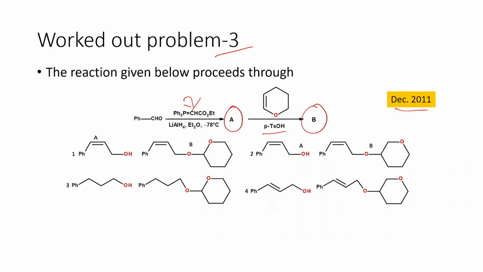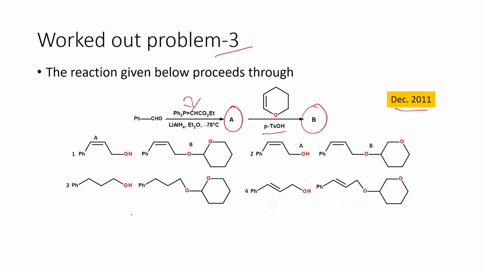If we look very carefully, the reaction of benzaldehyde with the Wittig reagent will give an alpha beta unsaturated ester. That is step number 1. In step number 2, that alpha beta unsaturated ester is treated with lithium aluminum hydride. That will reduce the ester group and we end up with the allyl alcohol. This is the overall reaction that will happen. So that means compound A is going to be an allyl alcohol.